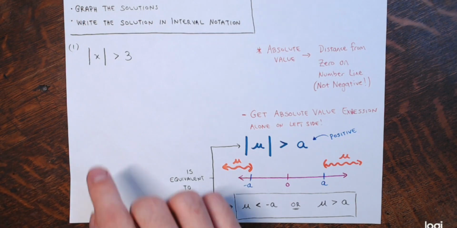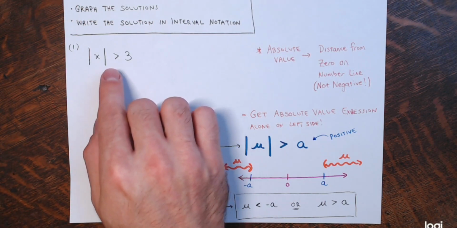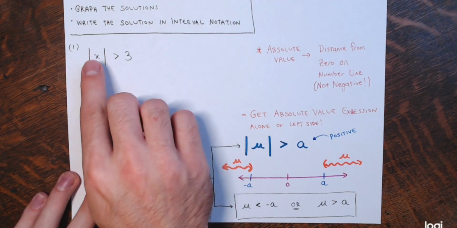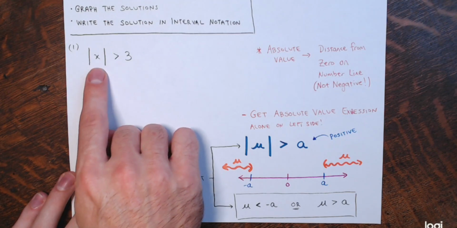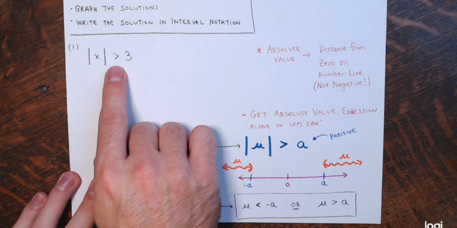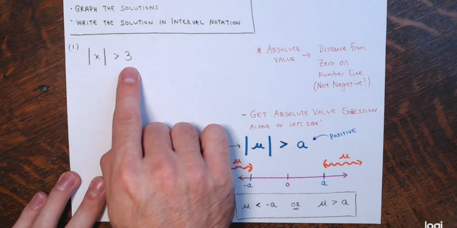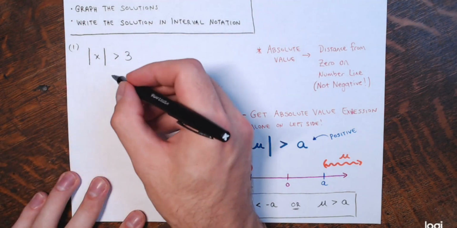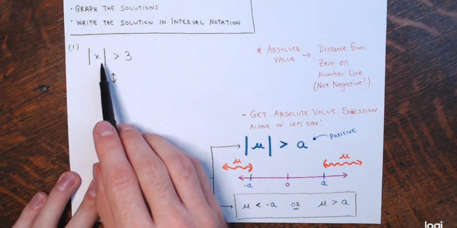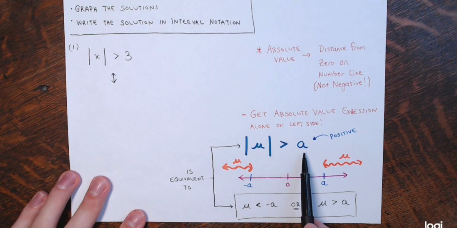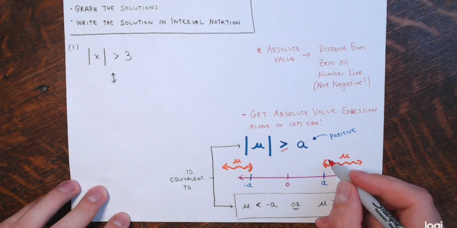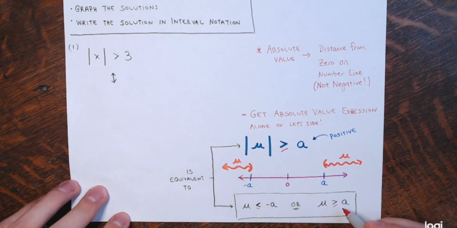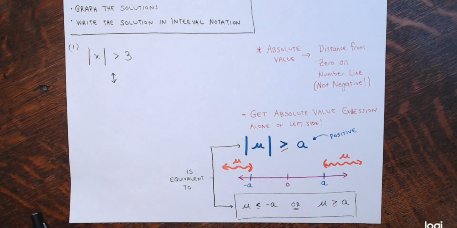All right, so first I'll start with this example. This is already set up the way I wish, where I have the absolute value expression all by itself on the left side. The absolute value of x is greater than 3. So it's already set up the way I wish: absolute value greater than some positive number. And by the way, if this were greater than or equal to, then these would be included, and you'd have the or equal to underneath each of these inequalities. You just add the or equal to all the inequality symbols. Simple enough.